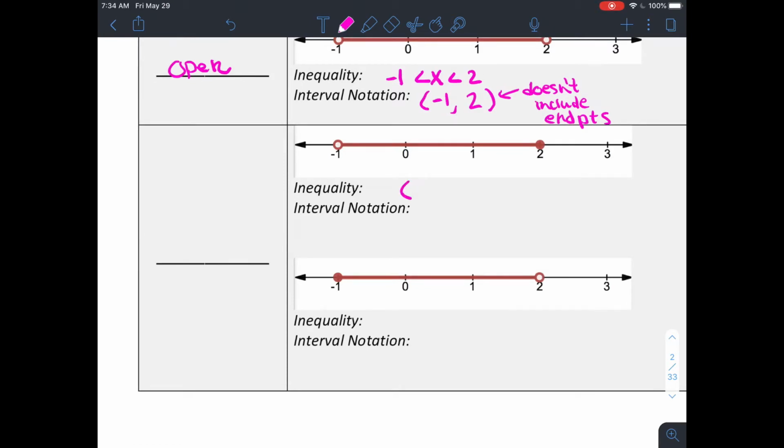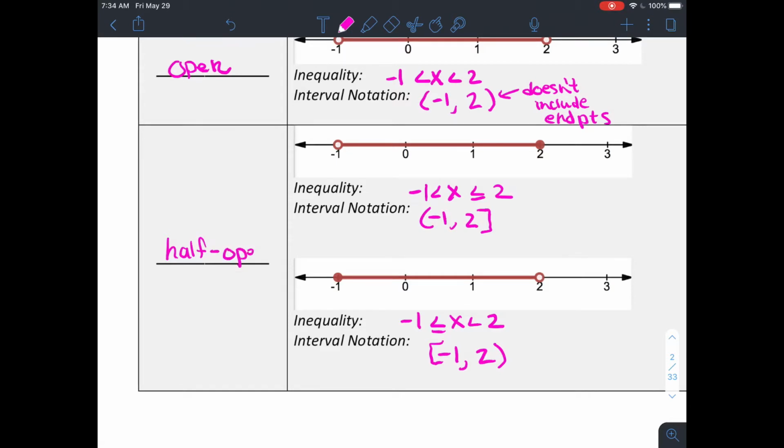You can have one where it contains one endpoint, but not the other. So if I was going to do an inequality for this one, it's greater than -1, can't be equal to it, so I have parentheses at my -1, and then it does include the 2, so I'd have 2 with a square bracket. And then the next one's just flipped around, so whatever value is included has a square bracket, and whatever value is not included has a parentheses. Those ones where it includes one endpoint but not the other are called half-open intervals.